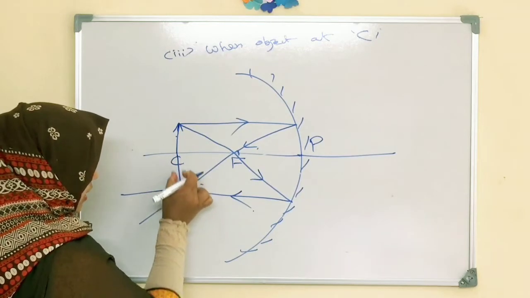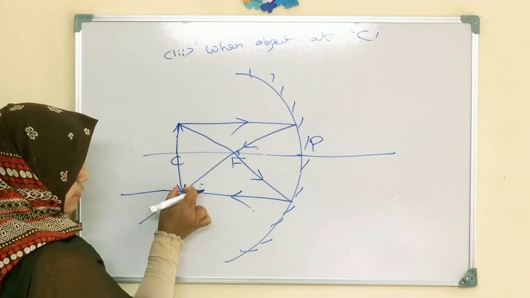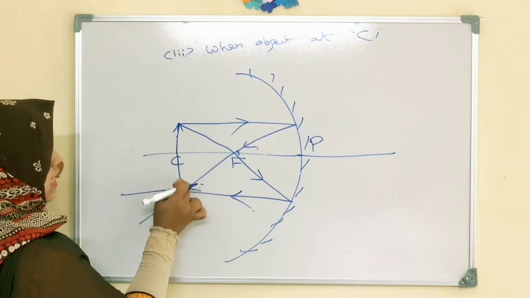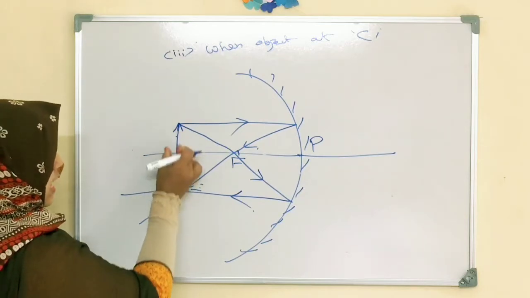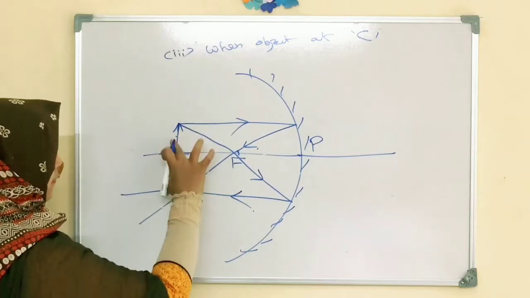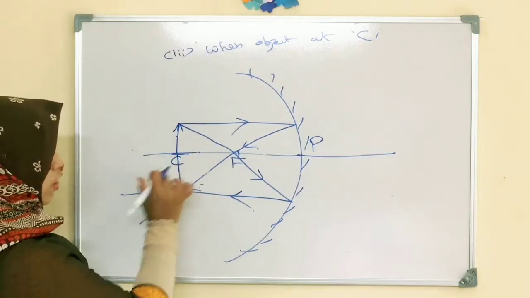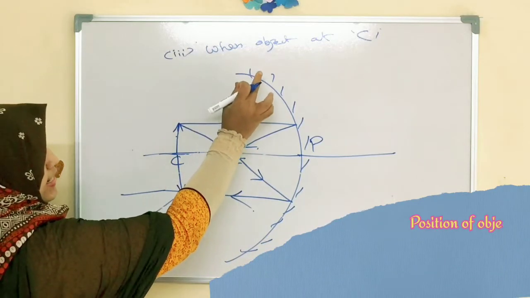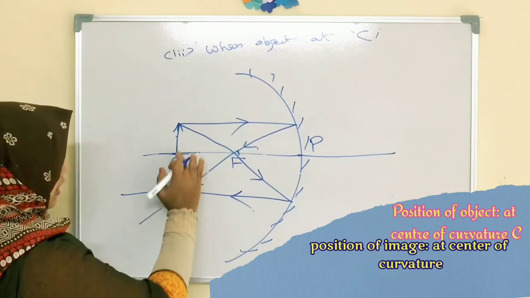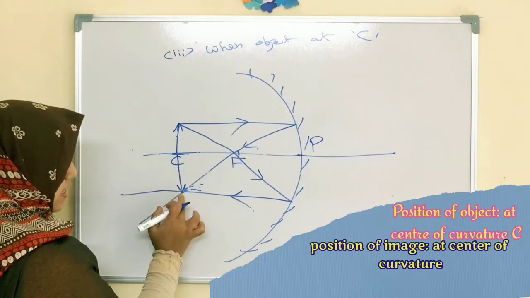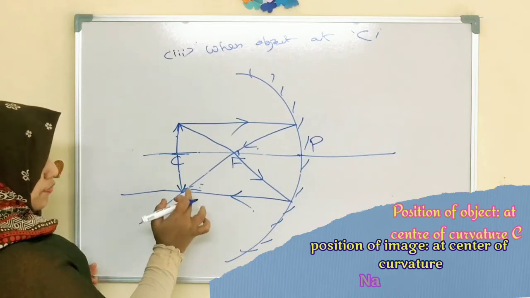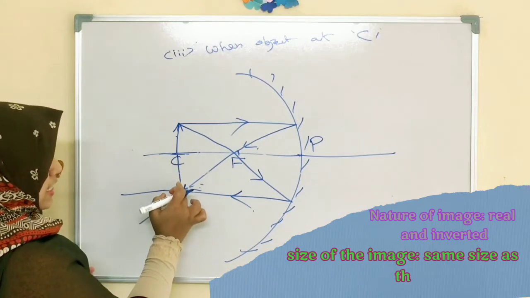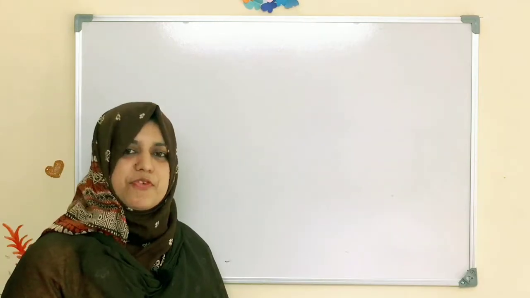image, a downward image. We got a real and inverted image at C itself, at the center of curvature itself. We got the same image, that means the same size of image and object. Here the features are: position of the object at C, position of the image at C, that means at the center of curvature, nature of the image real and inverted, and size of the image the same size as that of the object. Next is the fourth position.